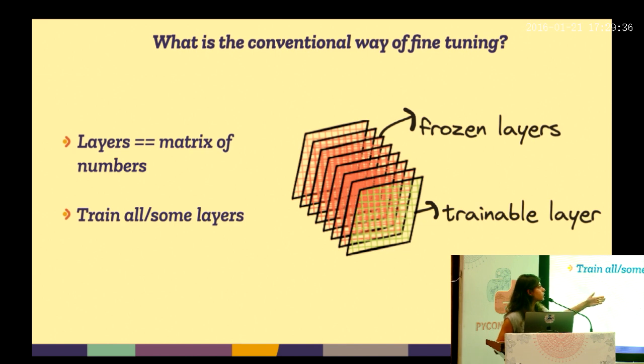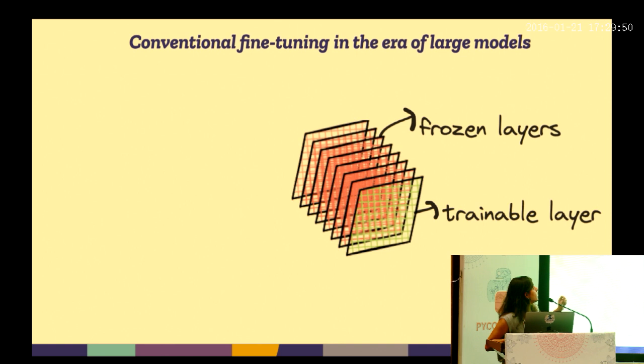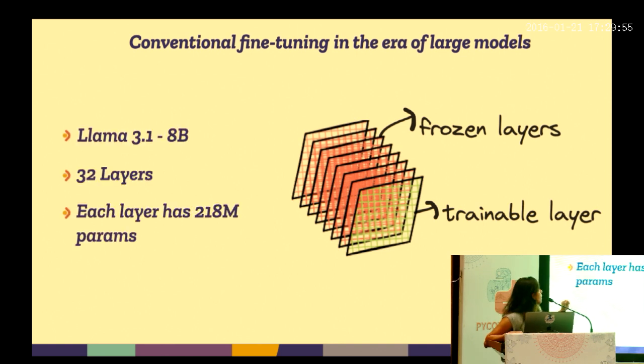Conventionally, we try to choose the last layer because that is the layer we can tweak with respect to the fine-tuning task which we are performing. The initial layers are mostly dedicated to understanding the fundamental information about the data, so mostly we need not tweak them. Now, let's apply this conventional fine-tuning to the large model we were talking about. For example, in the Llama 3 8 billion model, there are 32 layers. If we decide to train the last layer, each layer consists of 218 million parameters.